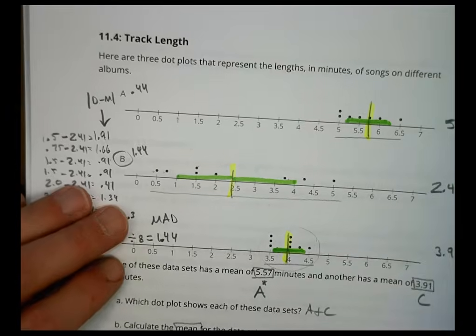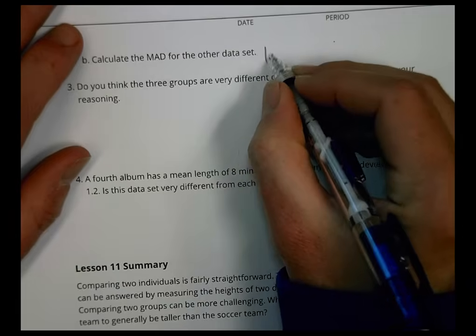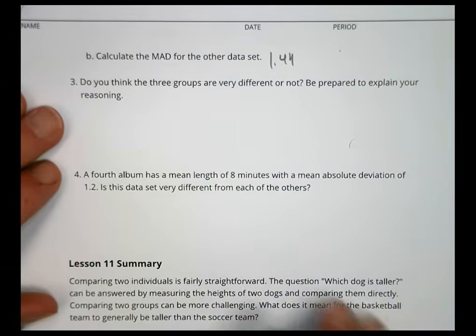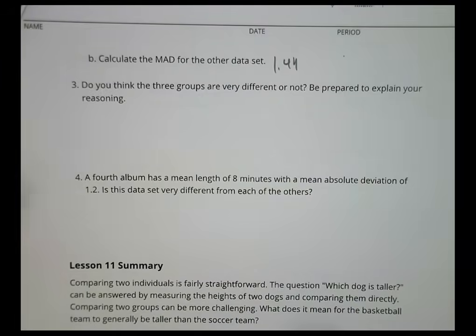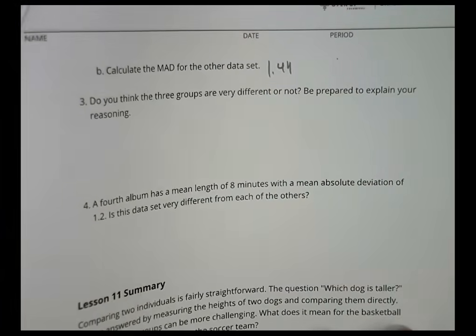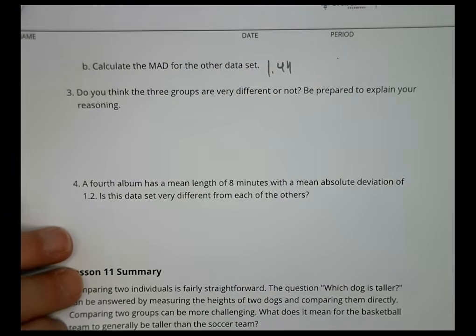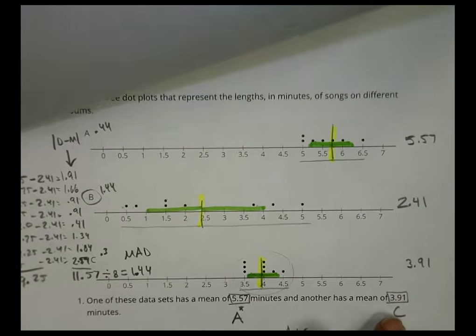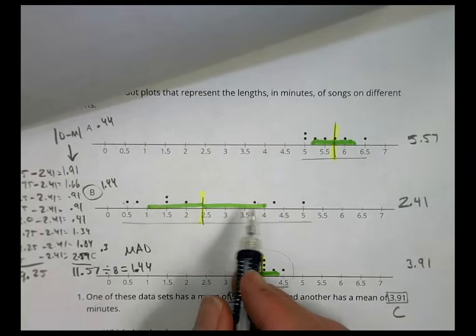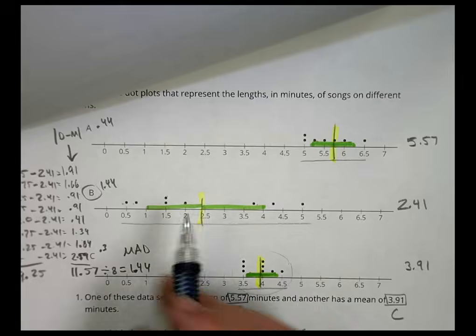Okay, so we answered this one here. We said it was 1.44. Do you think the three groups are very different or not? Be prepared to explain your reasoning. Well, it's hard to say. So how different they actually are. With B, because there's such a spread happening with B, it's hard to say that it's very different because it's just unusual. Okay, is it very different? It has a little bit of everything, but it's spread apart. So is it different? Definitely doesn't match the other ones.